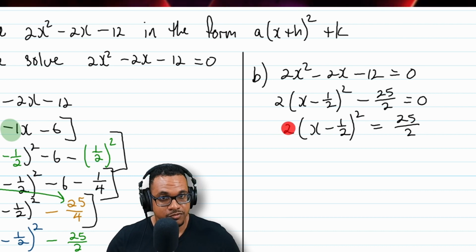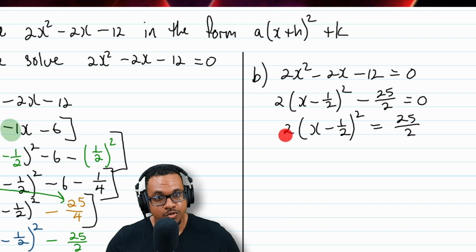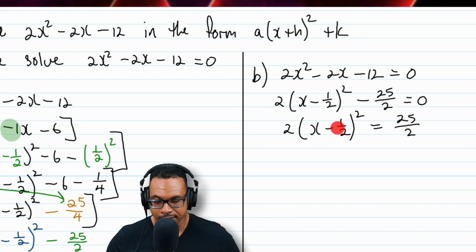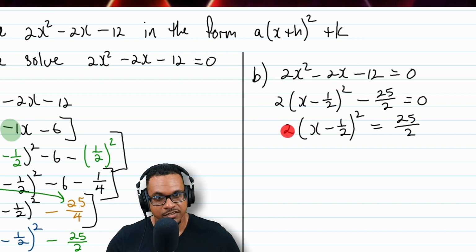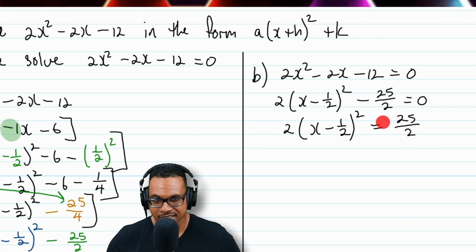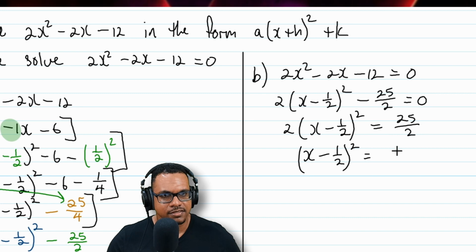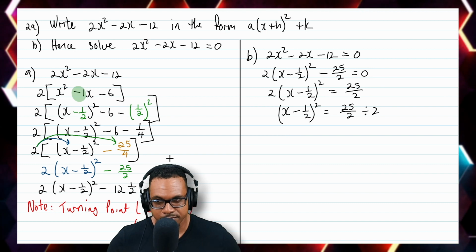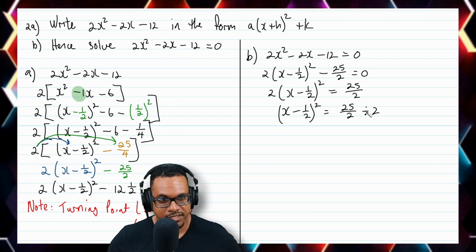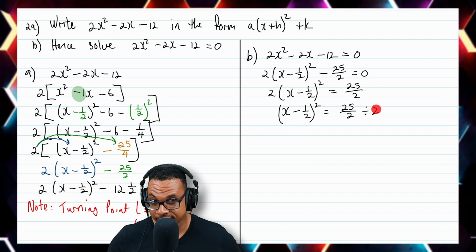So what I have to do is move this 2. This is 2 multiplied by what's in brackets here. So the operation between this 2 and this is multiplication. So when I transfer the 2 across the equal sign, the operation will change to division. So what I'll have is x take away 1/2, close bracket squared, is equal to 25 over 2 divided by 2. Now dividing by 2 is the same as multiplying by 1/2, or what we say is convert the divide to multiply and invert your divisor.